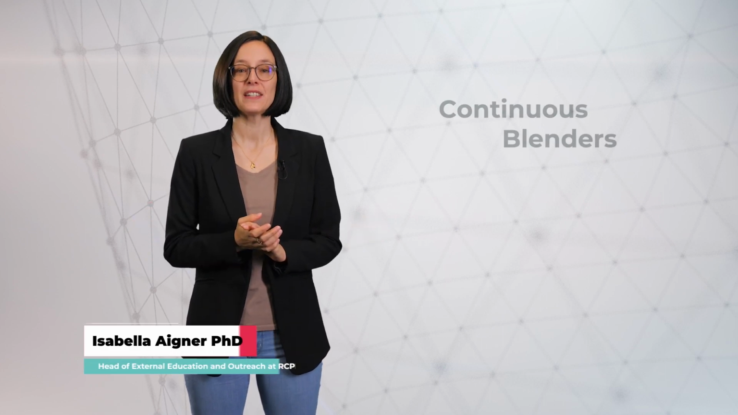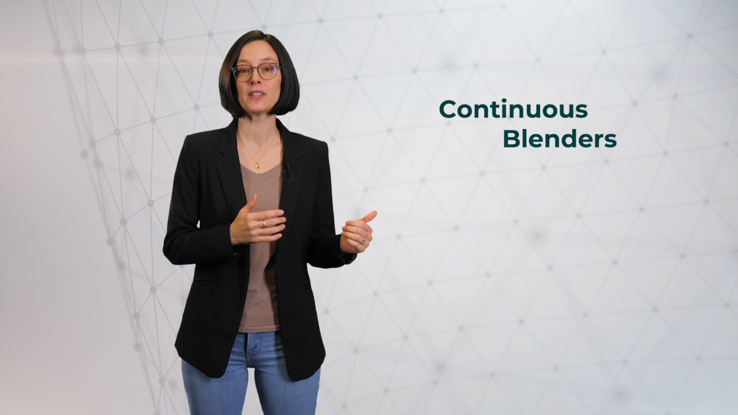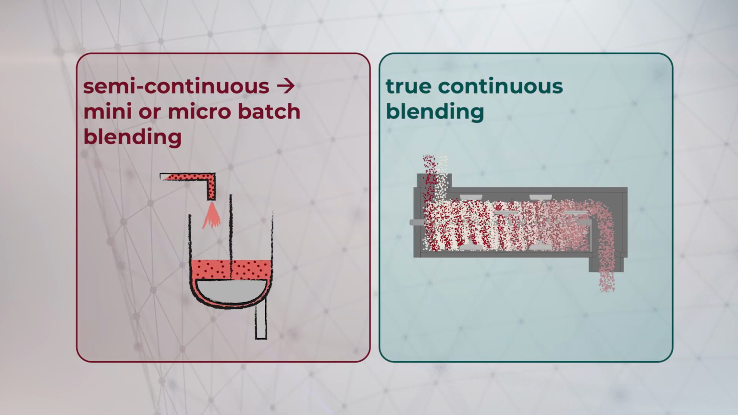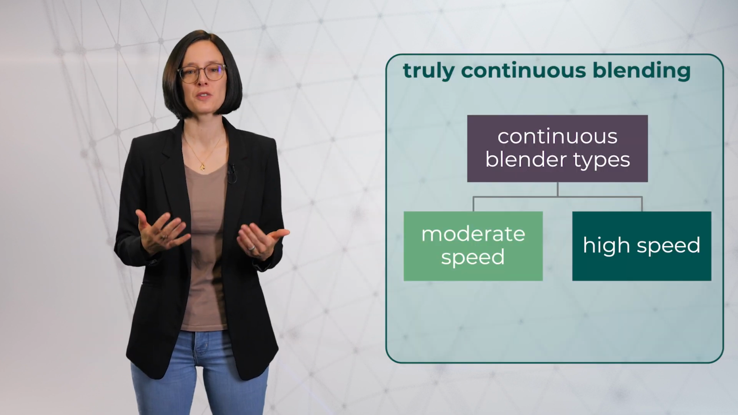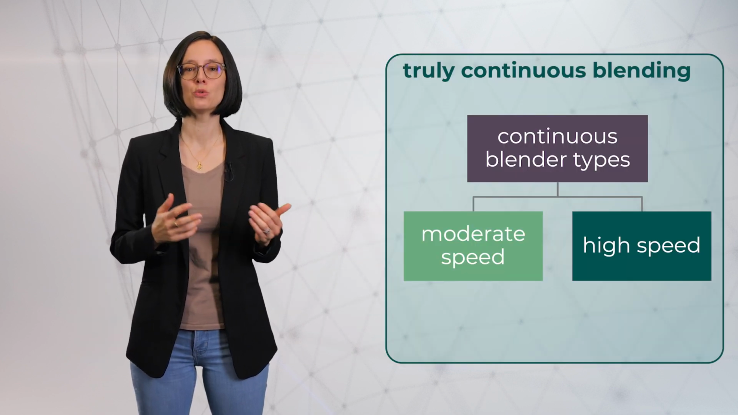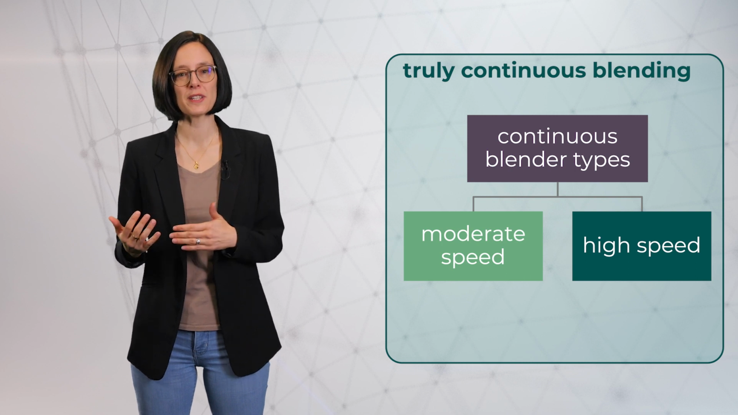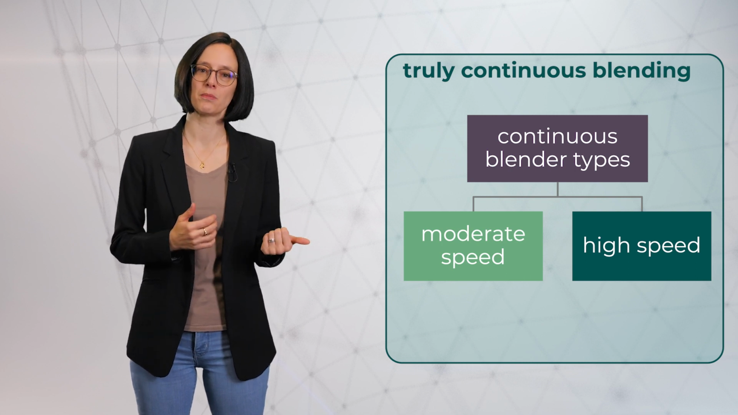Hello and welcome back to the chapter about blending. In this video I will show you different types of continuous blenders. In continuous blending, we first have to differentiate between true continuous blending and semi-continuous or mini-batch blending. Based on speed, truly continuous blenders can be divided in two groups: blenders with moderate speed and with high speed.